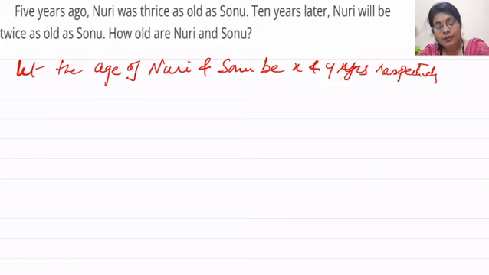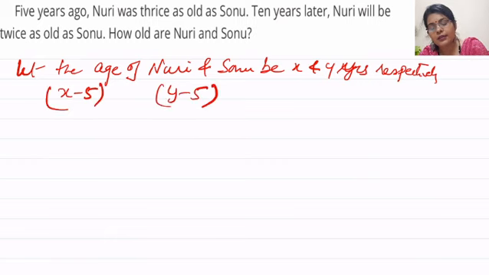First thing, as soon as the question is given to you, you have to write in this way. नूरी की एज x हो गई, सोनू की एज y हो गई. अब 5 years ago, एगो का मतलब पहले. अब हम आ जाते हैं अपनी कंडीशन पे. एगो मतलब पहले, तो हम लगा देते हैं x के साथ भी -5 और y के साथ भी -5 और इक्वल का साइन लगा देते हैं. इतना हम कर लेते हैं.